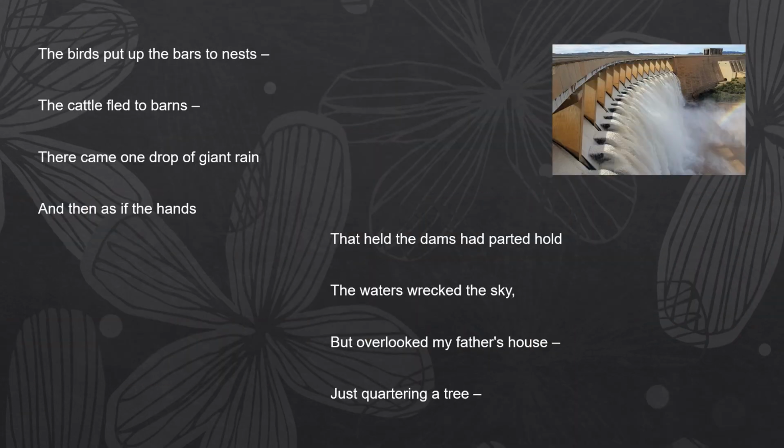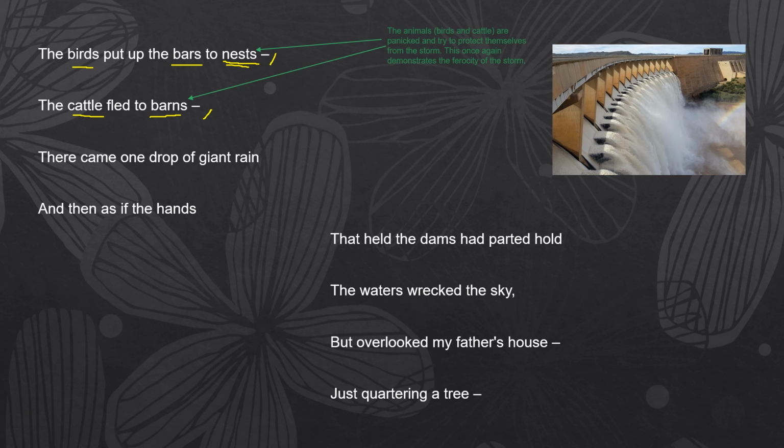Now the sense of urgency that we saw in the previous stanza is continued in this stanza here with the birds and the cattle. So we first of all told you that the birds put up the bars to nests. Okay, so to bar up their nest means to try and reinforce the nests. Okay, so they're trying to strengthen it against the storm. And of course, if one thinks about it, a nest is a place of safety, a place of comfort for the birds, just like the barns are for the cattle over here.